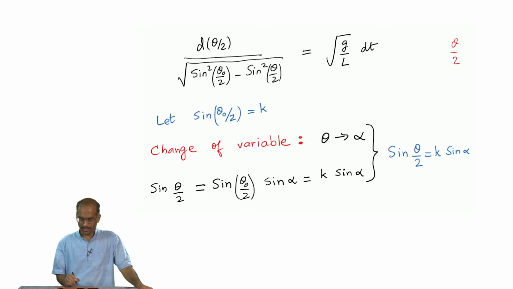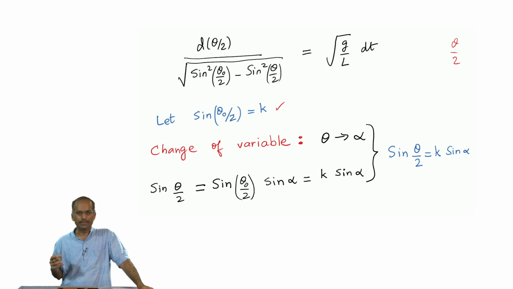So, before that let me identify some constant. So, I am going to designate this sin theta 0 by 2 as some constant k. After all, theta 0 is a constant. So, sin theta 0 by 2 will be a constant. And again, for ease of analysis, I am going to do this change of variable, go from theta to a new variable which I call alpha. And the relation is this, that sin theta by 2 is equal to k sin alpha.